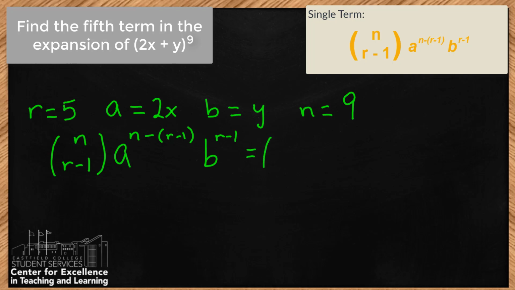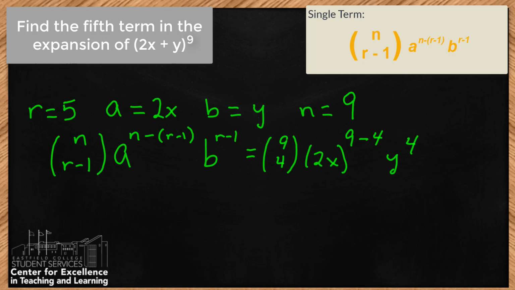For us, that would be 9 choose 4, because notice r is 5, so 5 minus 1 is 4. And then we've got a is 2x, so (2x) to the 9 minus 4, because notice that r minus 1 is 5 minus 1, which is just 4. And then we've got b, well b is y, and then r minus 1, which is 4. You might even just want to note to yourself, r minus 1 is 4. So everywhere we see r minus 1, we put 4.